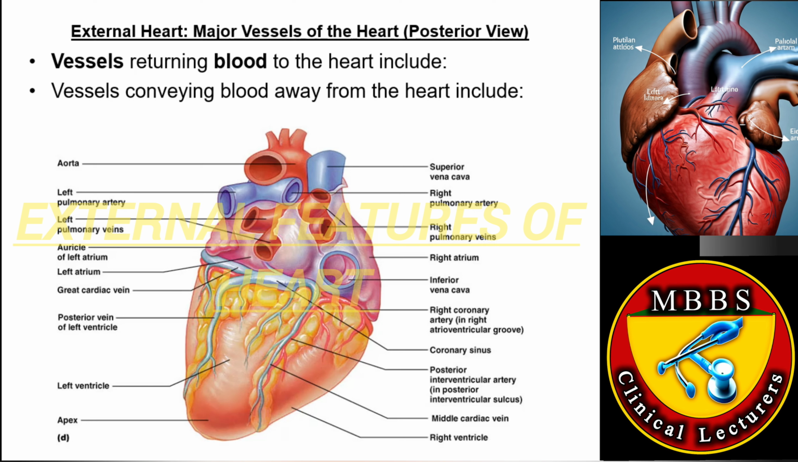Vessels conveying blood away from the heart, including the aorta, right and left pulmonary arteries. So this is the aorta, left and right pulmonary arteries. So these are the vessels conveying blood away from the heart.